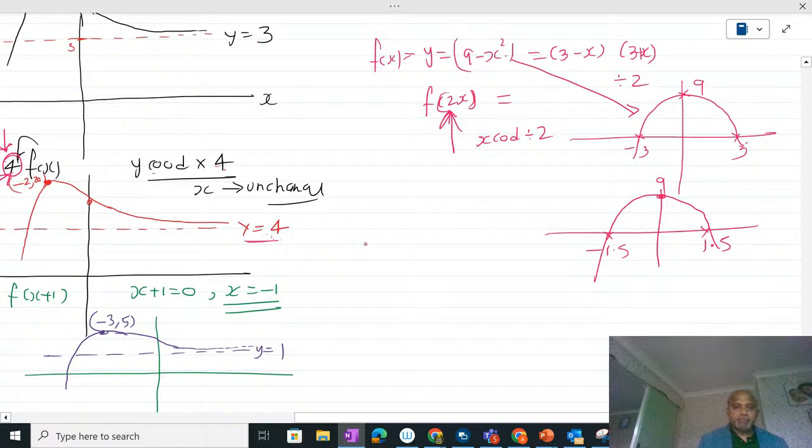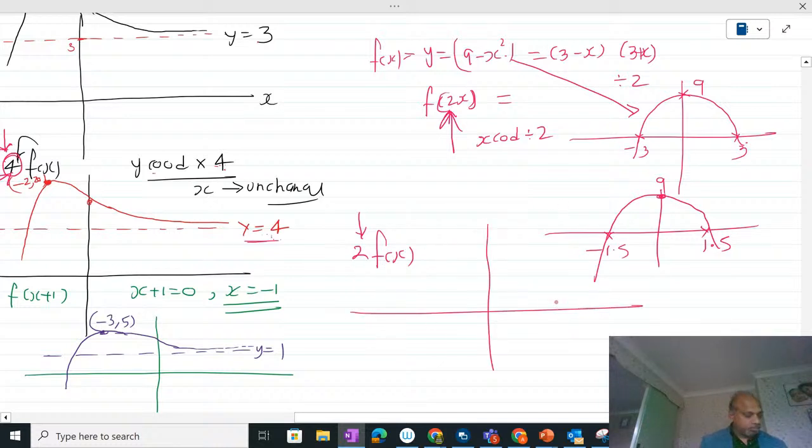Now when 2 is outside, like twice of f(x), here whatever dad says, we just do it. Inside the bracket, we do not listen. So here dad is saying times by 2. So in that case, what will happen? We'll multiply by 2. What are you going to multiply? Multiply the y coordinate by 2. So it was 9, so it should be 18. And the x coordinate will remain unchanged.